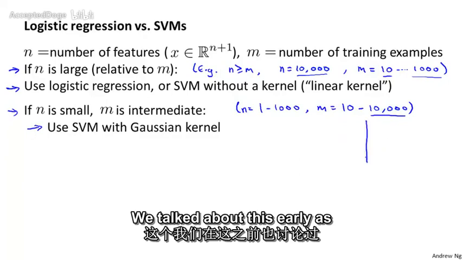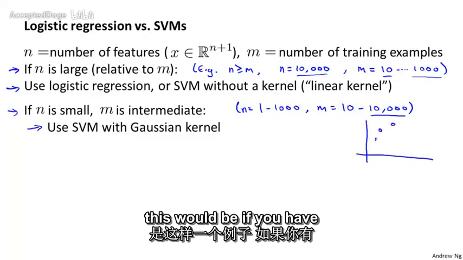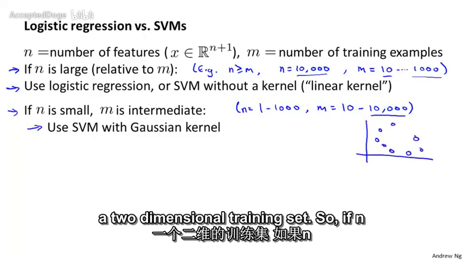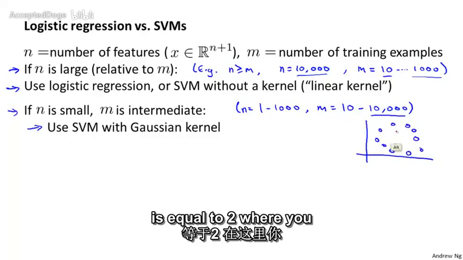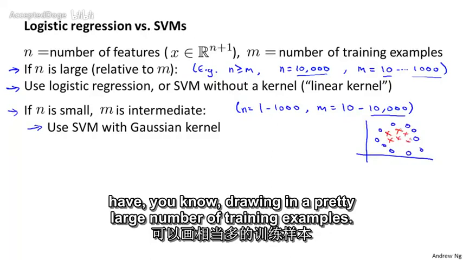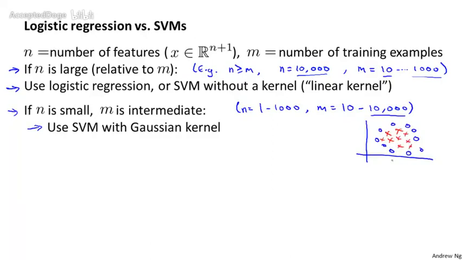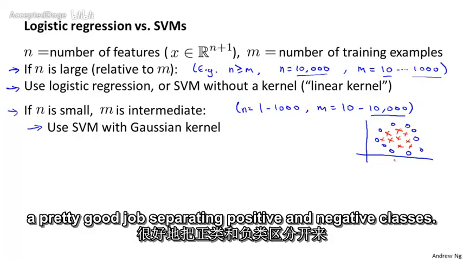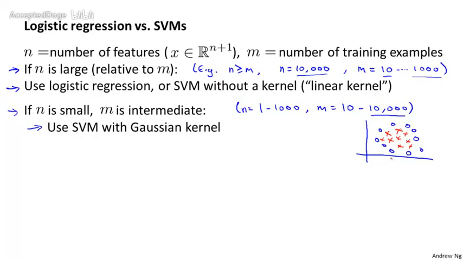We talked about this earlier as well, but one concrete example of this would be if you have a two-dimensional training set. So if n is equal to 2, but you have a pretty large number of training examples, then a Gaussian kernel would do a pretty good job separating positive and negative classes.